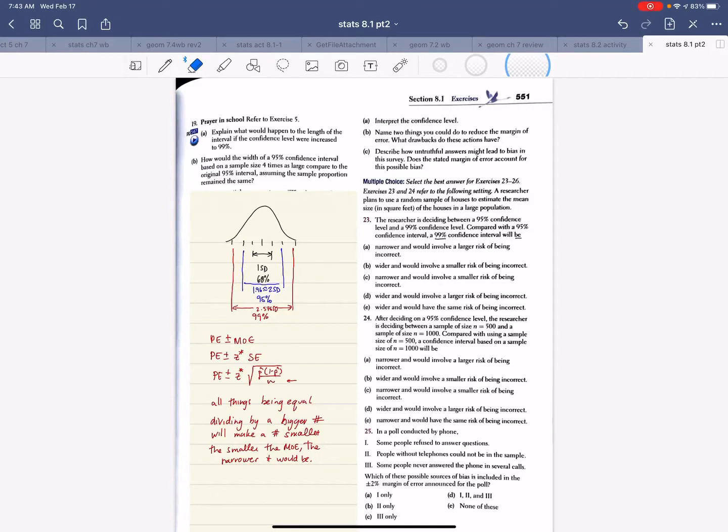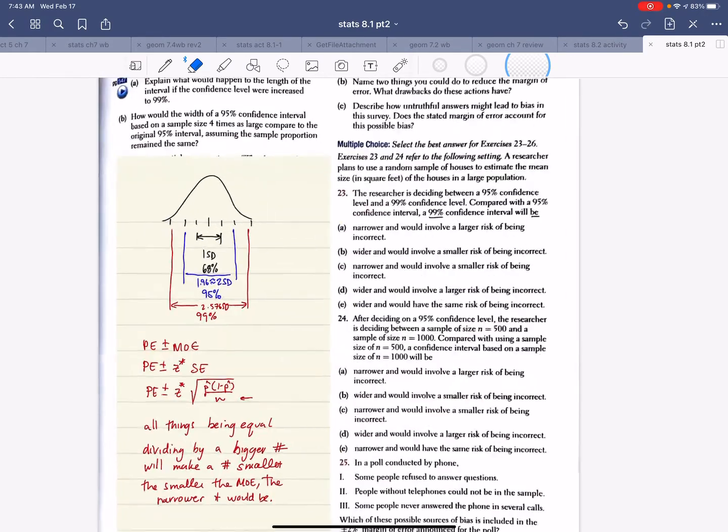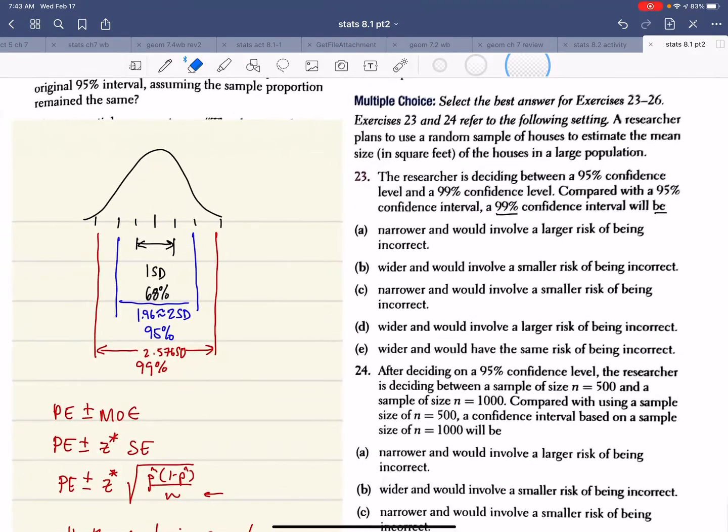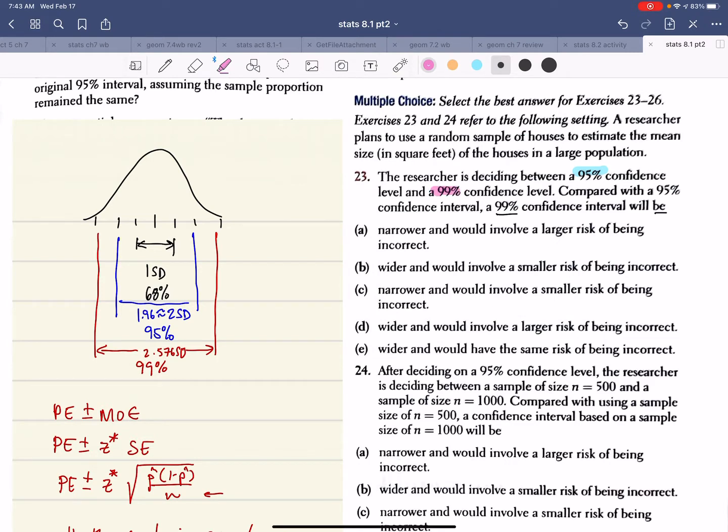Hey guys, we're going to go over assignment 8-1, multiple choice 23 through 26. So let's do it. The first question says, a researcher is deciding between a 95% confidence level and a 99% confidence level and comparing the two.